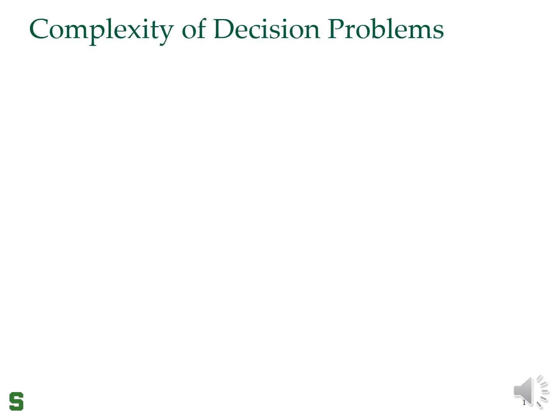In the last module, we talked about complexity of different problems in terms of big O, big omega, and big theta notation. Today, in this module, I'm going to talk about complexity of decision problems and different classifications for the same. First of all, what is a decision problem?